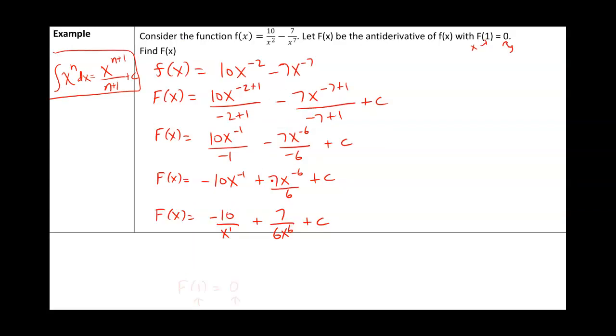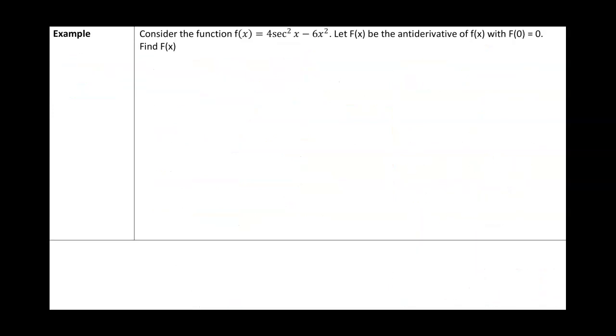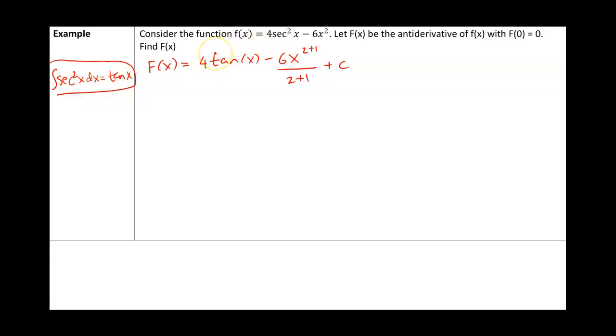Okay, so we have 4 secant squared of x minus 6x squared. What we're going to do is take the integral of that. Now, for secant squared of x, the integral is tan x according to the formula. So the integral of secant squared x dx is equal to tan x. And because we have a 4, that 4 is just going to be the constant. So big F of x, which is the antiderivative, the first part is 4 tan x.